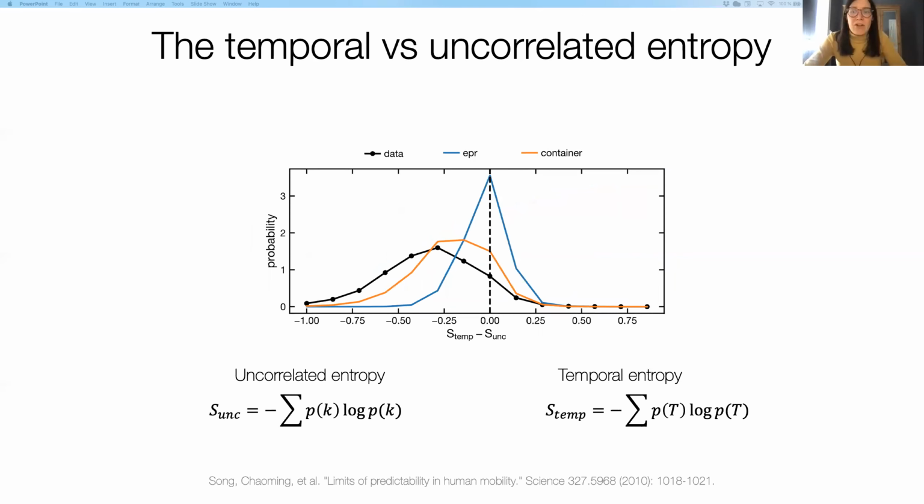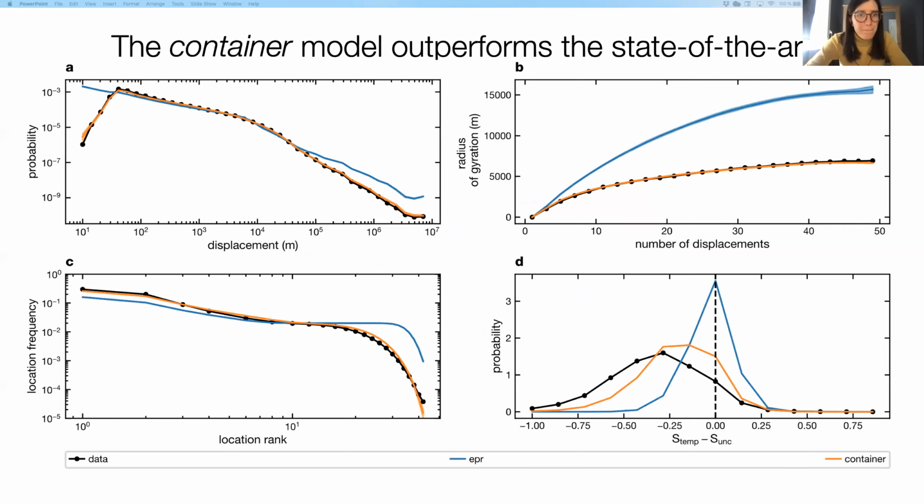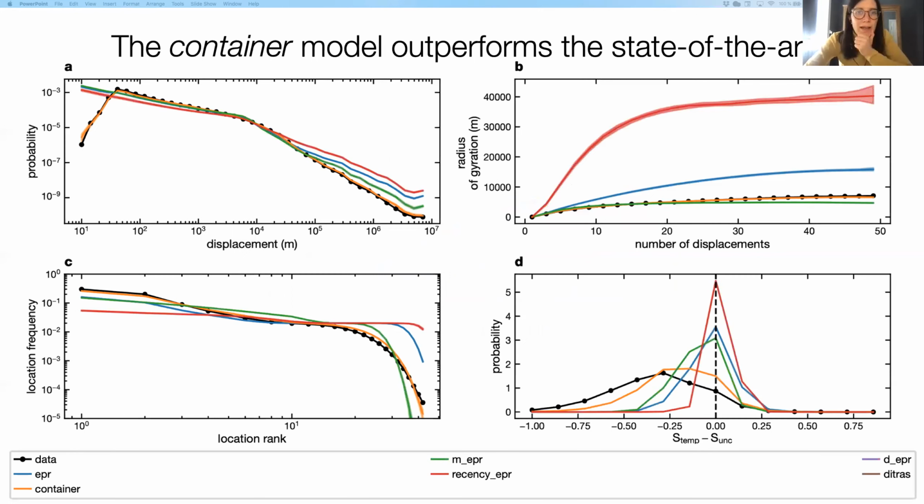And we looked at the entropy of locations. And again, we are much better at capturing the temporal correlations between displacements compared to the state-of-the-art. So putting all these results together, we really see that the model is much better at generating synthetic movements. And we also compared with a number of other models that existed in the literature, finding that our model is outperforming the state-of-the-art.